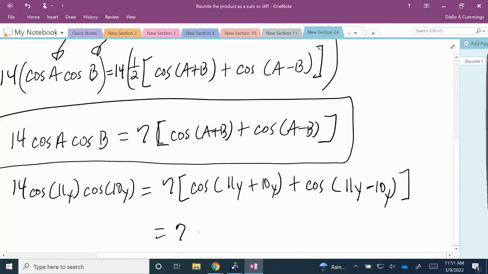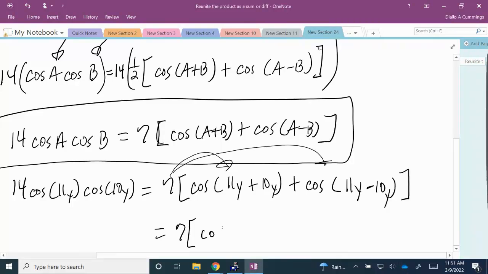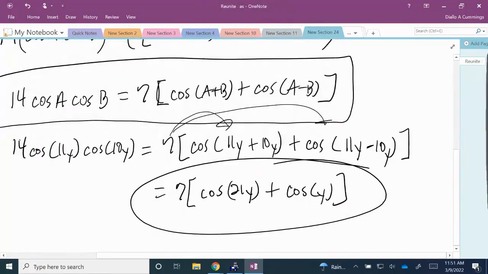So this is 7 times, and make sure to keep a parenthesis or a set of brackets, right? Because if not, you would have to distribute that 7, okay, which we're not doing. We're just going to leave it in this multiplied form. So 11y plus 10y is 21y, plus 11y minus 10y is y, so that's plus cosine y, and we have the solution.